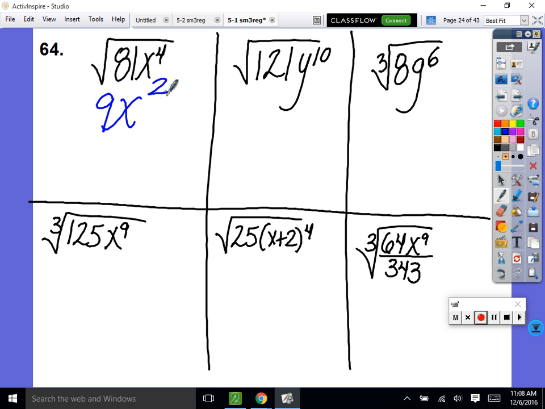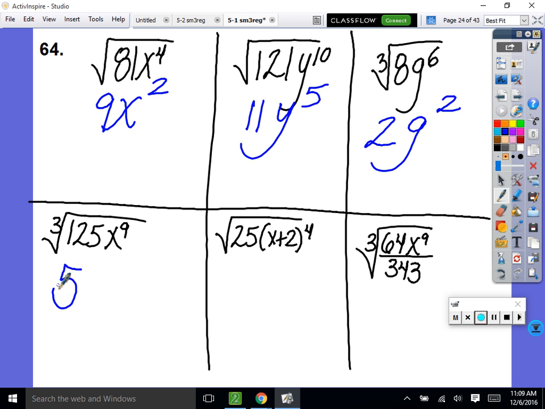Okay, looking at this, the square root of 121 is 11. And then y to the 5th. Do we have any questions? Cube root of 8 is positive 2. And then 6 divided by 3 is squared. And then cube root of 125 is 5, and then 9 divided by 3 is 3.